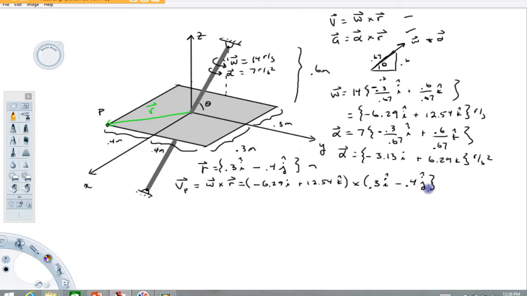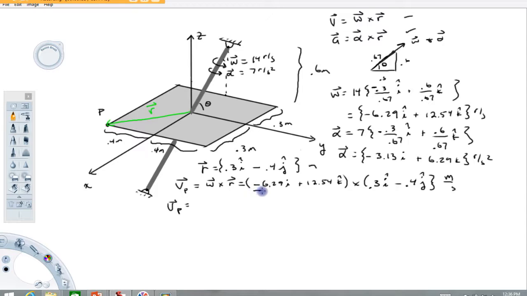Unit-wise, we've got radian per second times meters. That gives us radian meter per second, and a radian is a dimensionless quantity, so that works out to meter per second. Now we just have to go through and do the cross product. When I do cross products, I just do them like the FOIL method. A lot of people like to use determinants, and there's nothing wrong with that, but I think it's good practice to do the cross products as is.